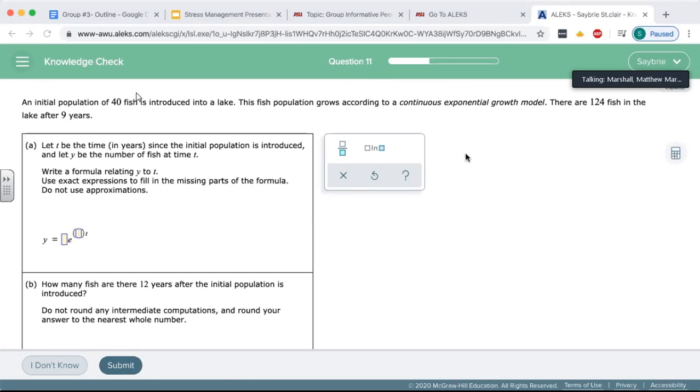Just did these ones. So it says initial is 40, 124 fish after 9 years. How many fish after 12? Yeah, we just did these, remember? Alright. And that's y equals y0 e to the rt, right?